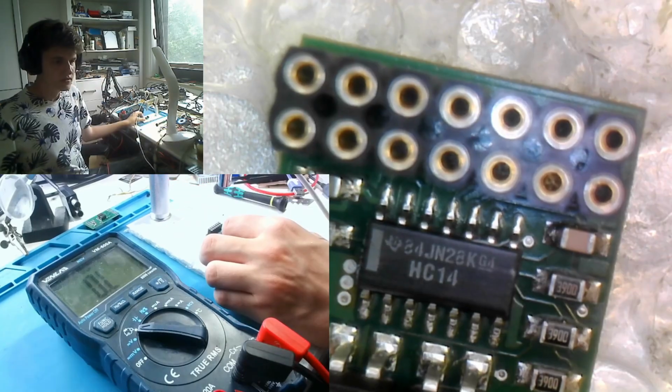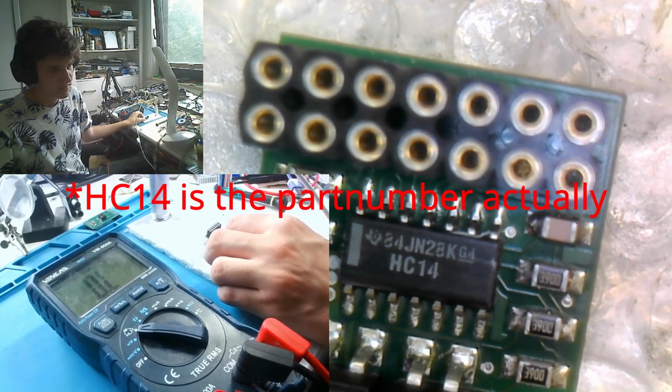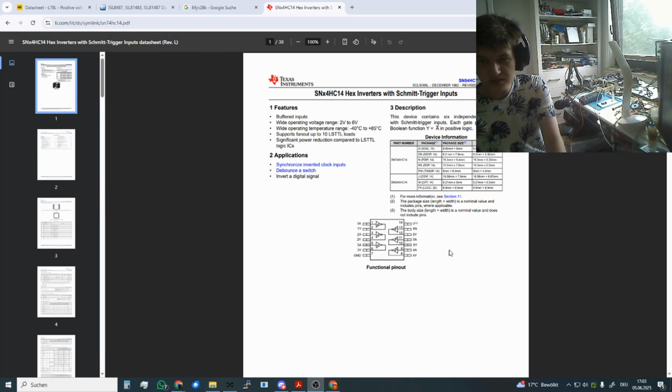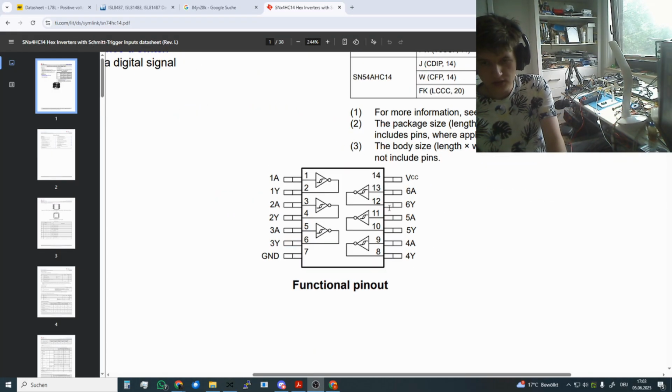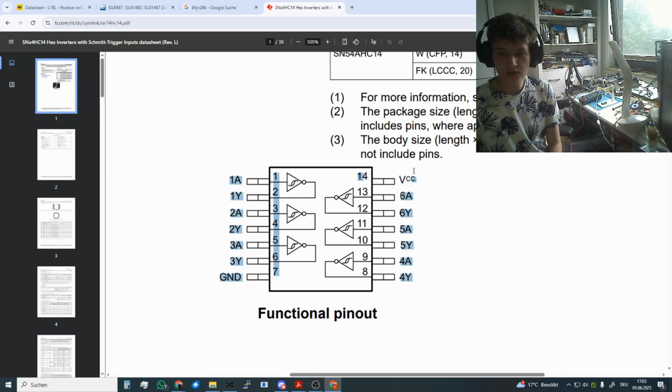ISL8487. So this IC is a 84JN28K. Let me find a datasheet. It is hex inverters with Schmitt trigger inputs. We don't really need to know the technical aspects. We just need to know pin 14 is VCC and pin 7 is ground.